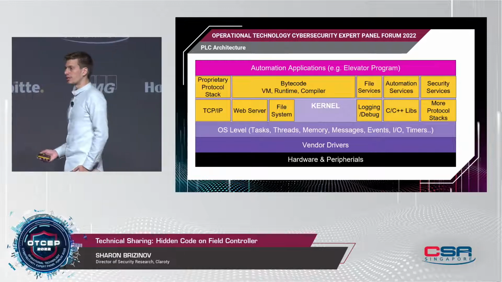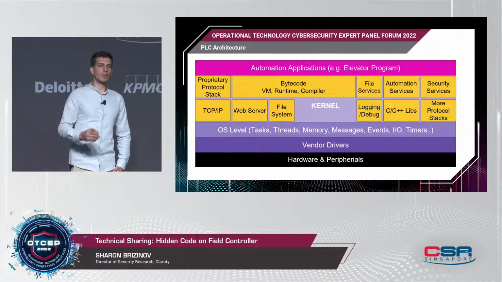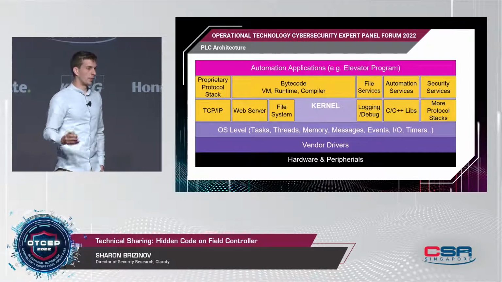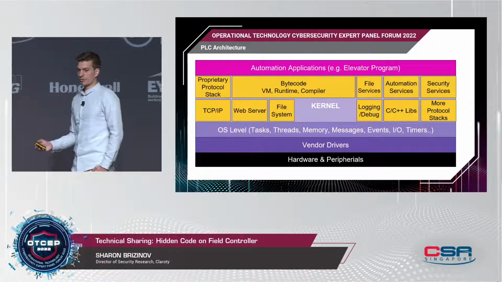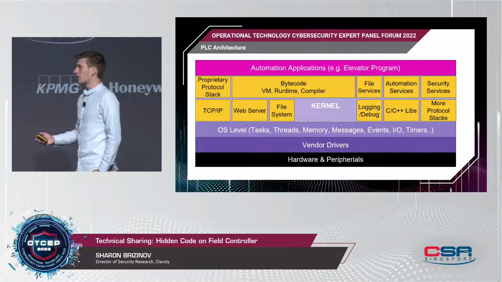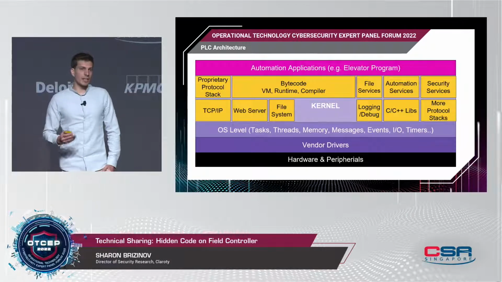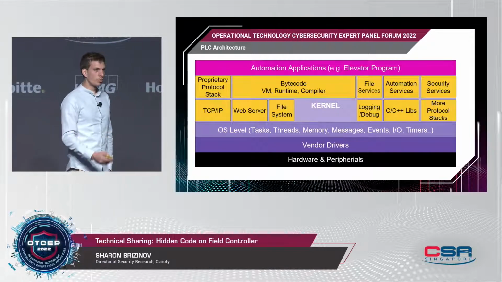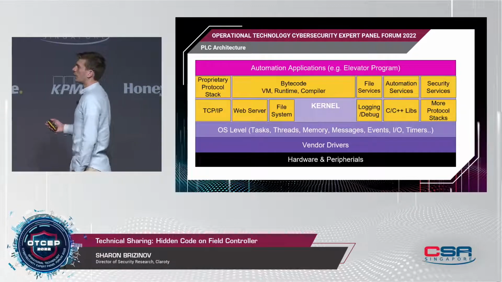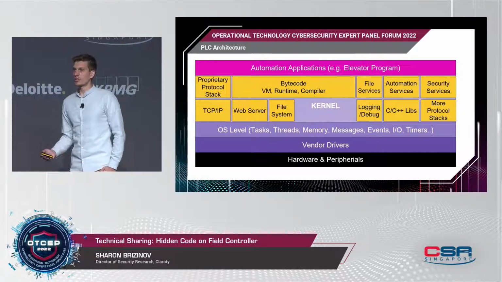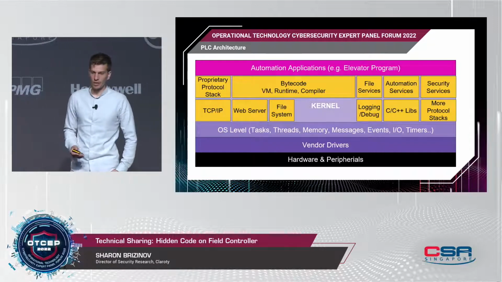Now, the entire architecture of the PLC needs to support this. It needs to support the actual logic being executed on the PLC. And everything on the PLC and the peripherals needs to support this. So we have the hardware, the vendor drivers, the operating system firmware level, including tasks, threads, memory, and the kernel itself. Everything needs to eventually support the automation application, whether it's an application that is running an elevator or an application that runs a liquid flow.